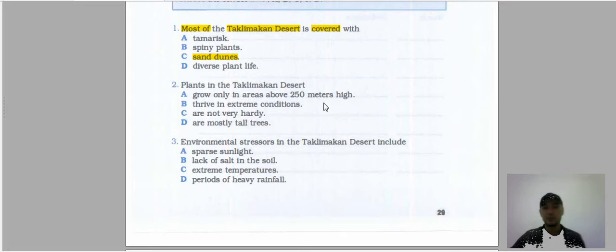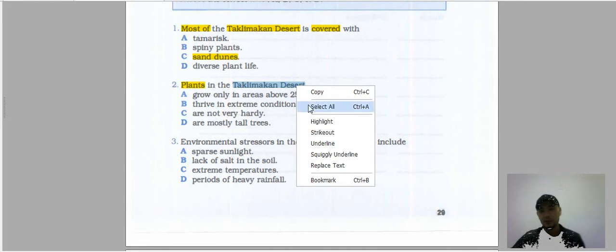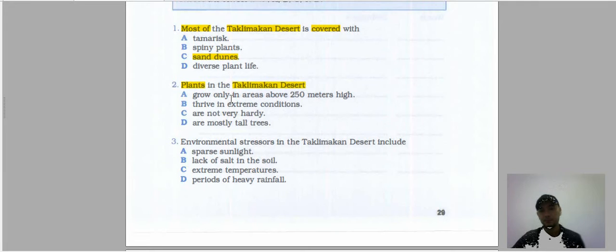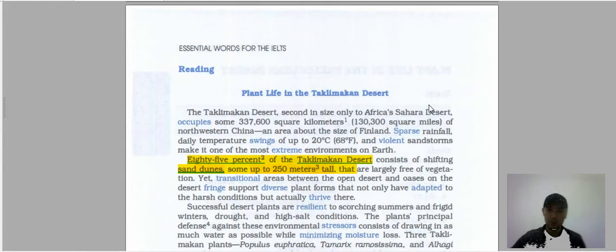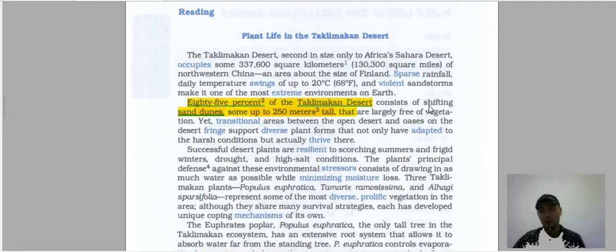And next question is plants in the Taklamakan Desert. Plants. Highlight. Taklamakan Desert. Highlight. And look at these answers. Grow only in the areas about 250 meters high, thrive in extreme conditions, are not very hardy, and are mostly tall trees. And another skill you need to have, my friends, is that you have to start looking from where you stopped on the previous question.